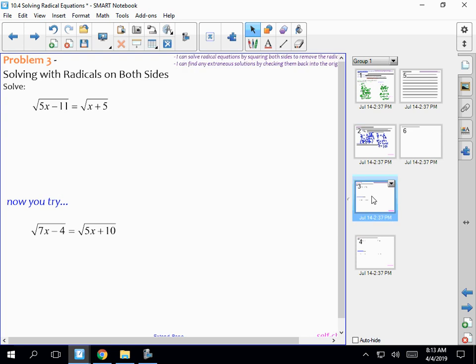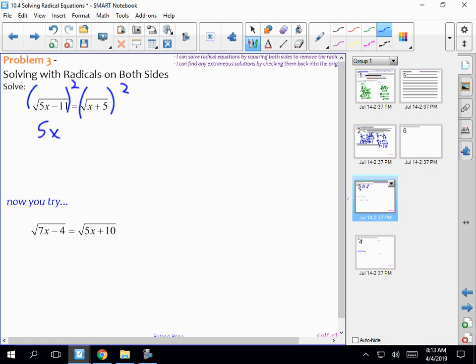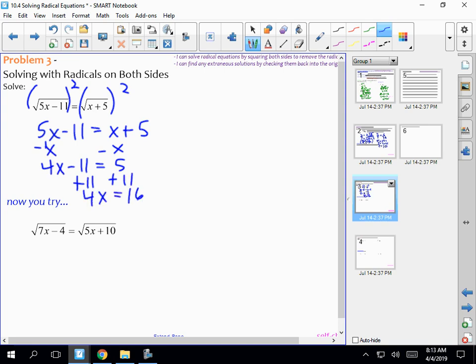This one right here, we have a radical on each side. So we can go directly to squaring each side of the equation. It looks like this. Removes the radical on each side, leaving us with a pretty simple one variable linear equation. We've got variables on both sides. So we're going to get the variable onto the one side here, and then add 11 over. So 4x equals 16. Divide the 4x by 4 and the 16 by 4, so x equals 4.